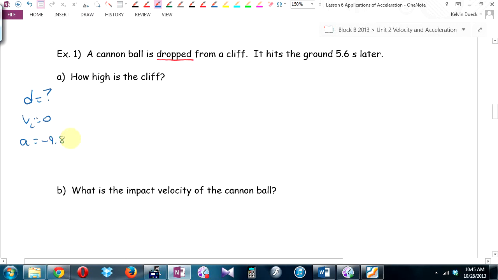What else do I know? Oh, T is 5.6. So I'm looking for an equation that has D, V initial, A, and T in it. Which one? Oh. Keep going. It's always nice when what I'm trying to find is already by itself.